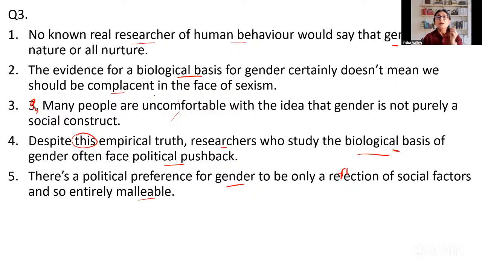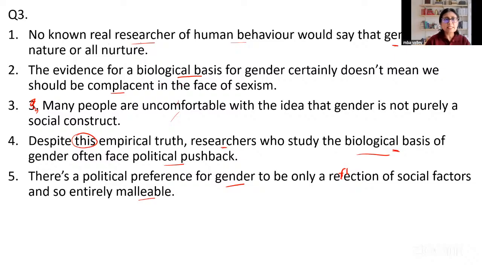पढ़ते हैं फिर से. Sentence 1. No known real researcher of human behavior would say that gender is all nature or nurture. Right? So this sets the tone. It sets the complexity of gender कि किस नजरिए से जेंडर को देखा जाता है या उस पर रिसर्च होती है. Then comes sentence number 4.